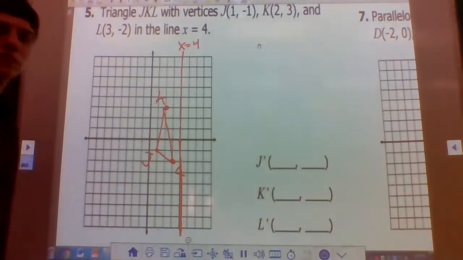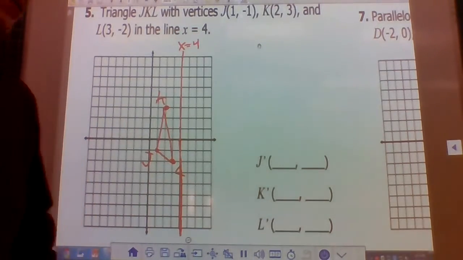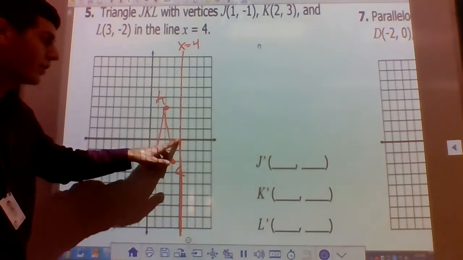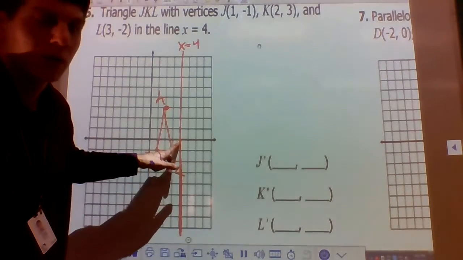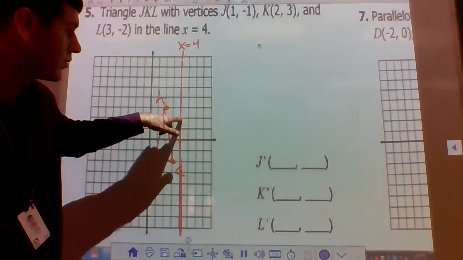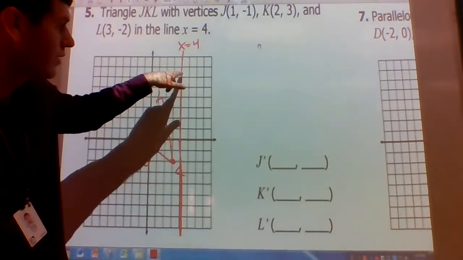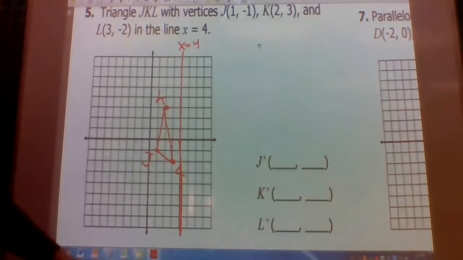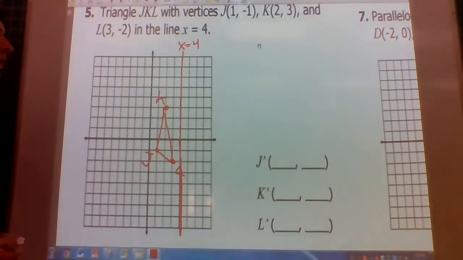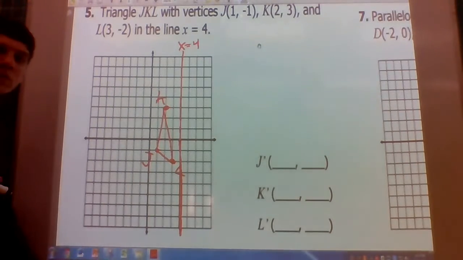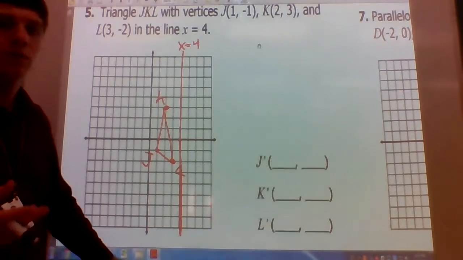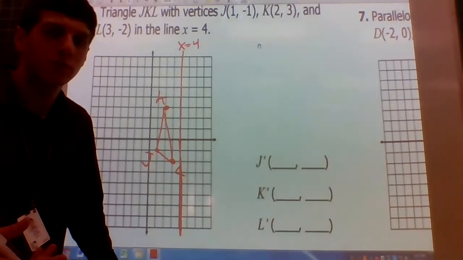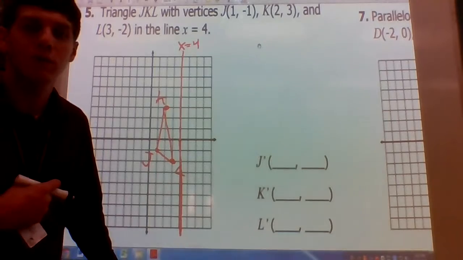X equals 4 is a vertical line because for every y value, the x value is going to be 4. So 4, 0, 4, 1, 4, 2, and so on, and then the same thing going negative. So there's our line x equals 4. We want to reflect over it. For this one, we don't have a specific rule. We just need to count. Each point and its reflected point need to be the same distance away from the line of reflection.